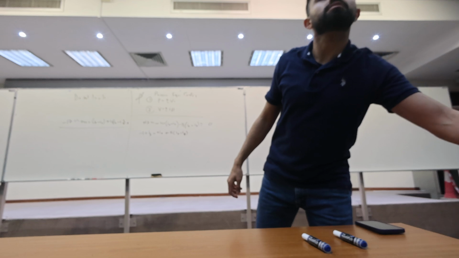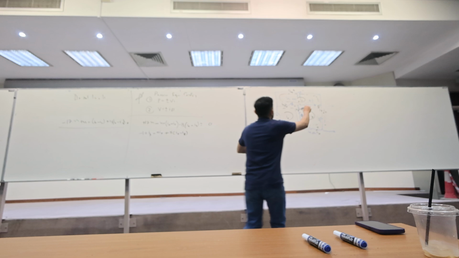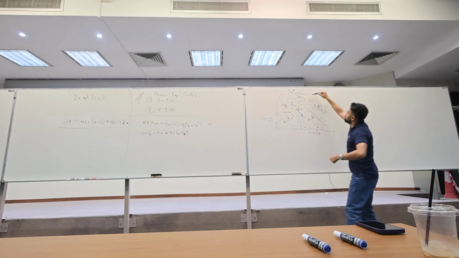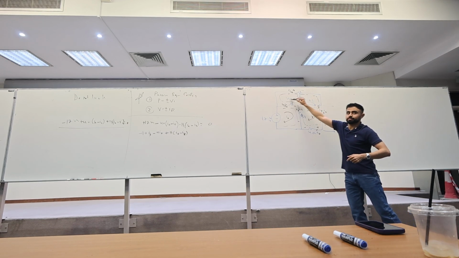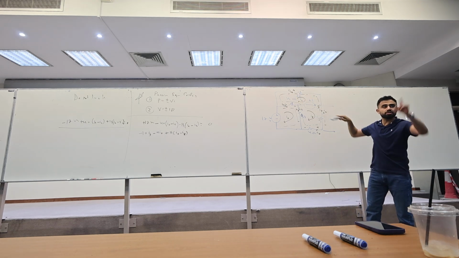Super mesh. We are going across this loop, KVL around the loop that looks like a gun. That's why we're doing super mesh. This is a super mesh example.